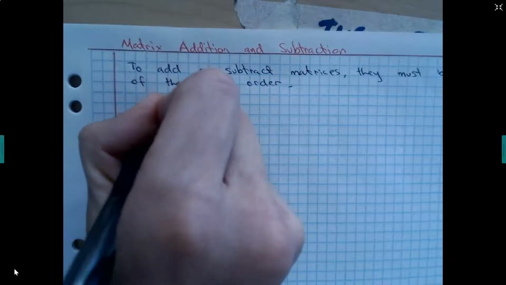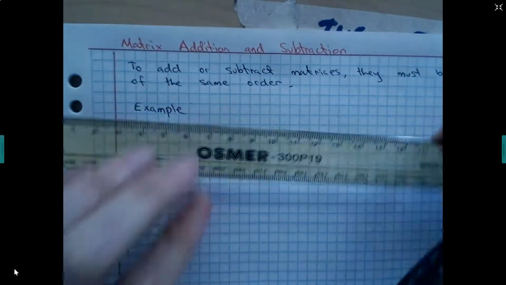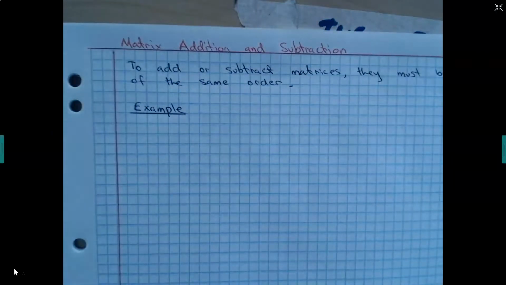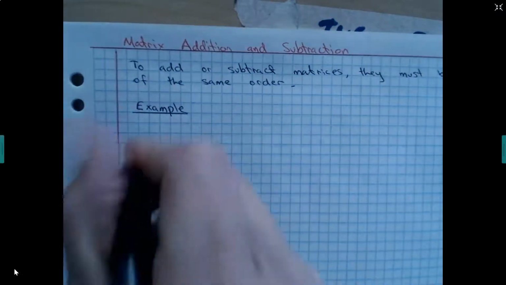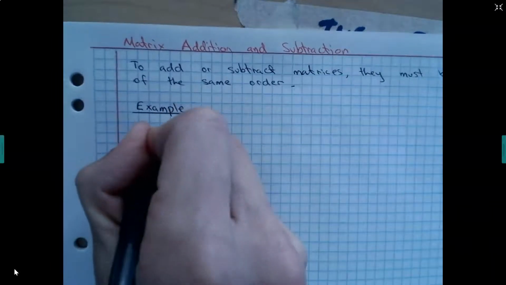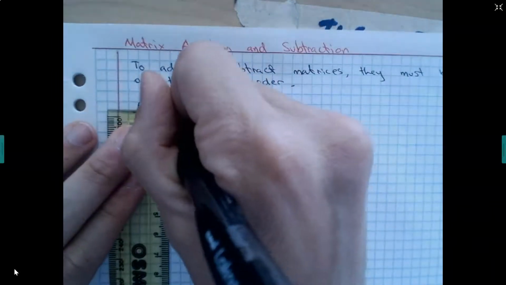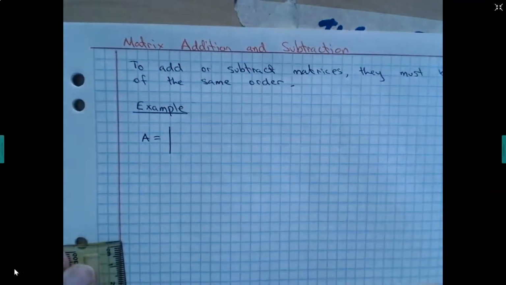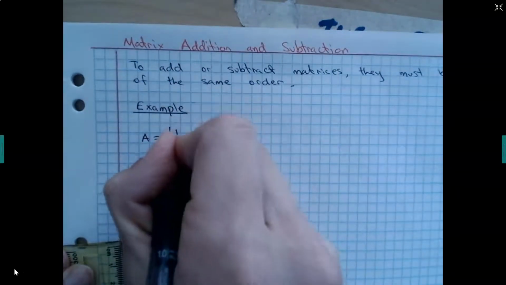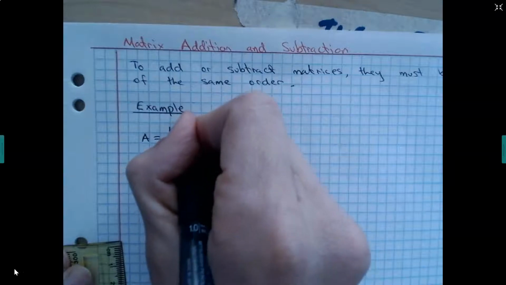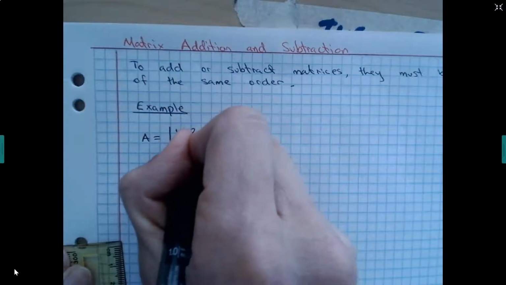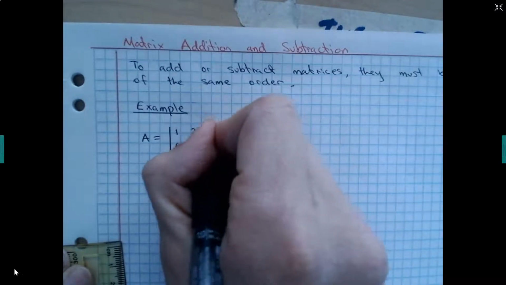Example. So we're going to write out 3 matrices. We're going to have matrix A. So matrix A is going to be a 2 by 3. This is 1, 6, 2, 5, 3, 4.